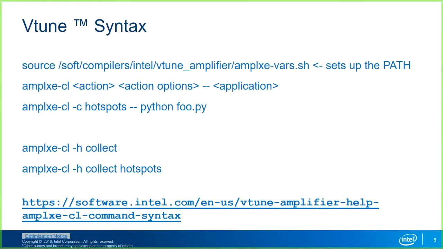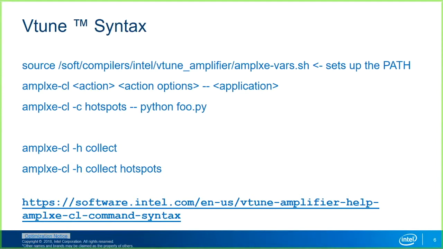So if you're trying to get started with VTune, for example, if you're a Theta user, you'll find the VTune installation under soft compilers, and there is this amplxe-vars shell script, and if you source that, it will set up the path and everything you need to get started with VTune Amplifier. Otherwise, if your cluster has modules set up, you can use those, or you can export all the variables yourself.